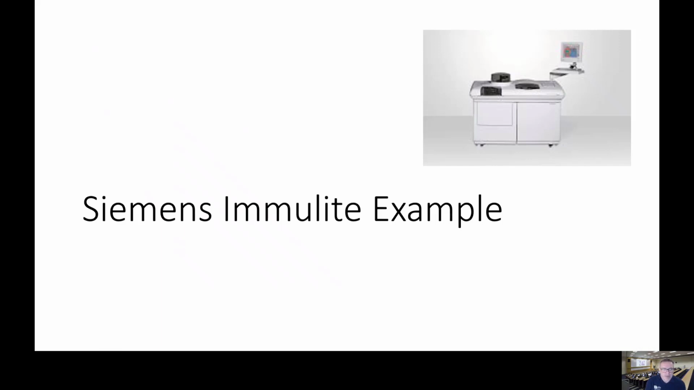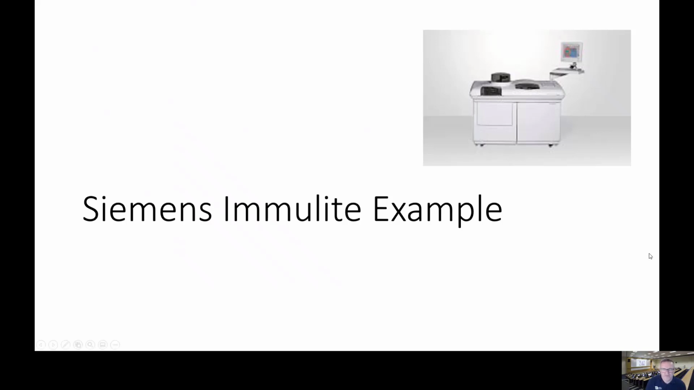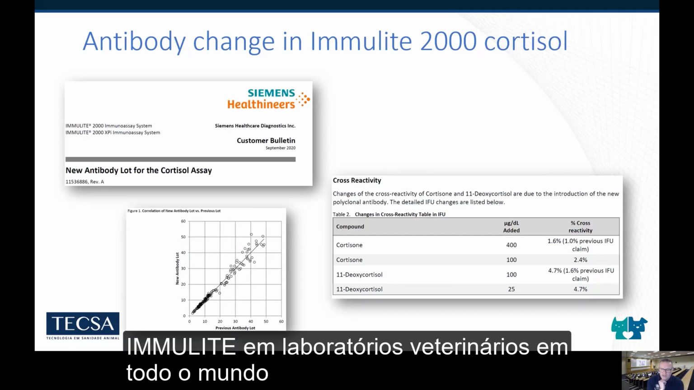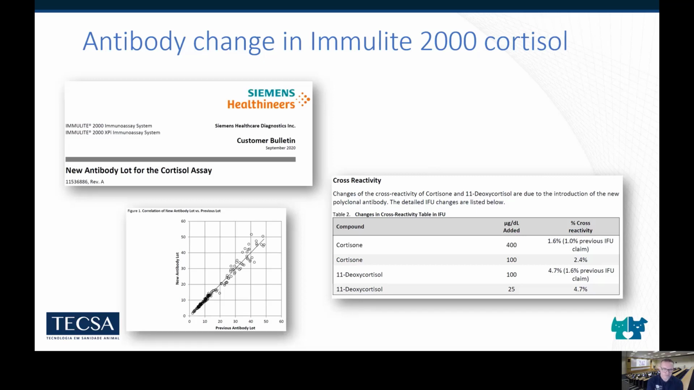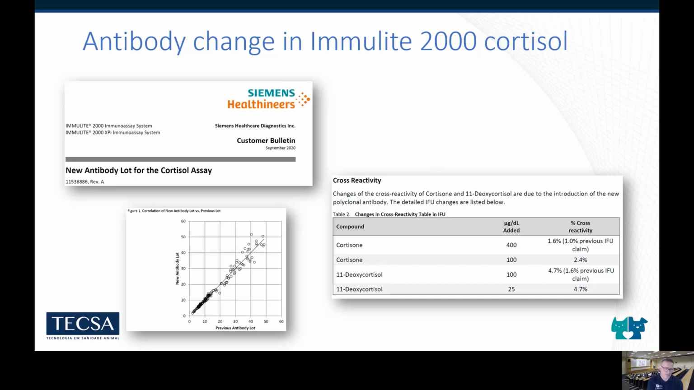So let's look at one particular analyzer's recent history that maybe exemplifies, or gives us an example of, some of the points that we've already made. So cortisol has been measured on Siemens immunoassay machines in veterinary labs around the world for a very long time. And people have got very comfortable with those results and quite happy with them to a large extent.